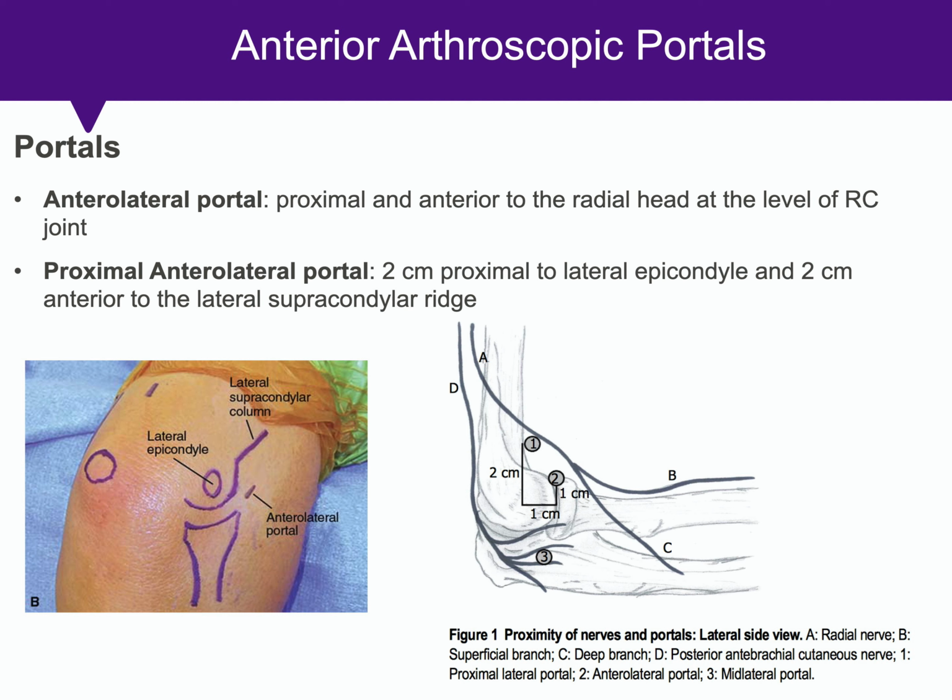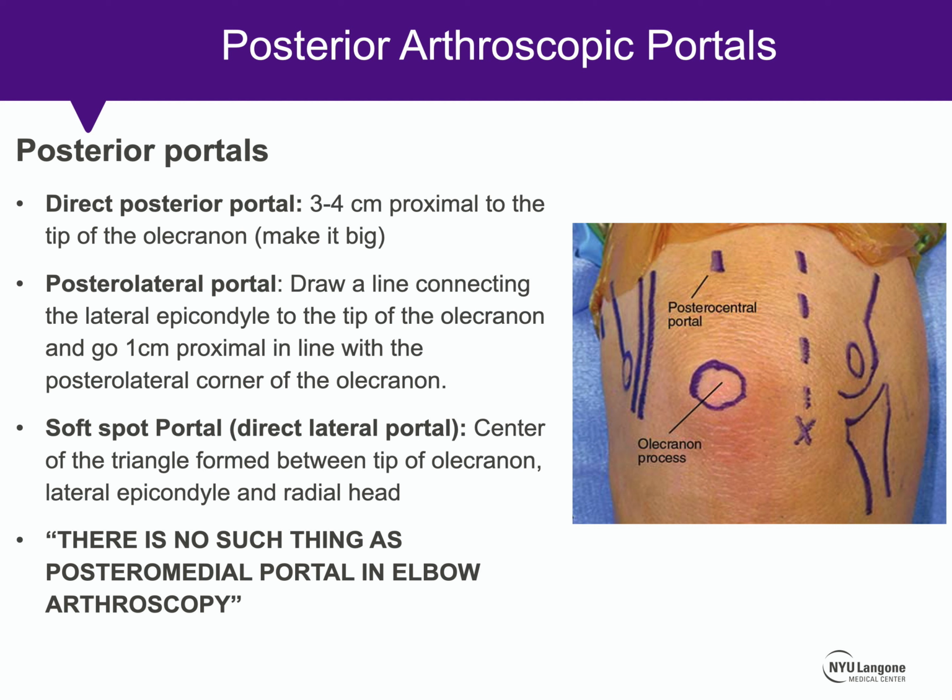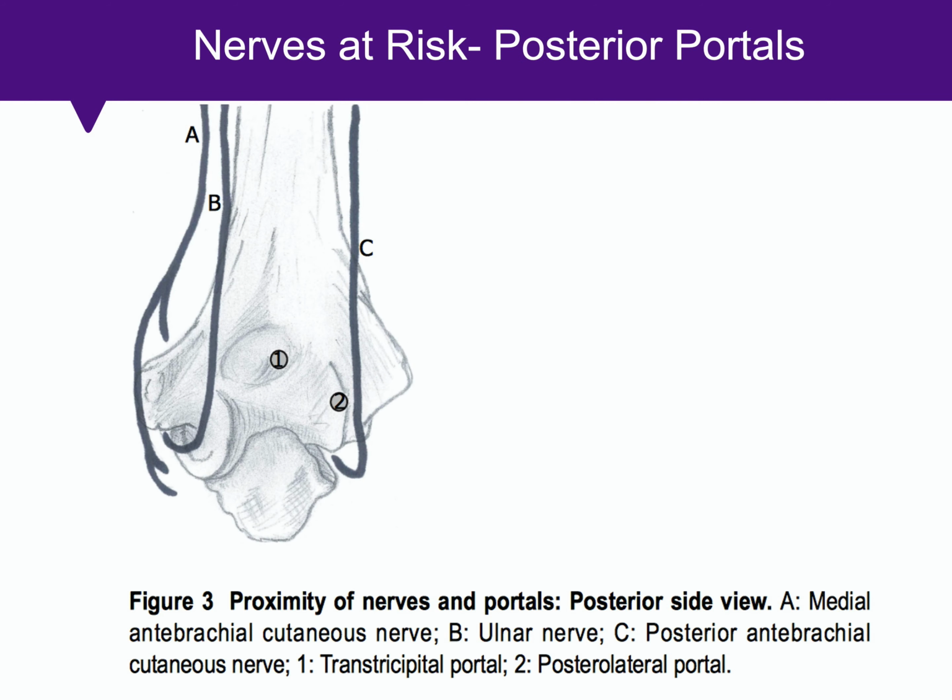Posterior portals, most commonly two portals are used, the direct posterior portal and the posterolateral portal. Again, remember there's no such thing as a posteromedial portal in elbow arthroscopy. You can do it, but it's frowned upon. And the nerves that are at high risk are the ulnar nerve, and then for the posterolateral portal it is the posterior antebrachial cutaneous nerve, as shown here.